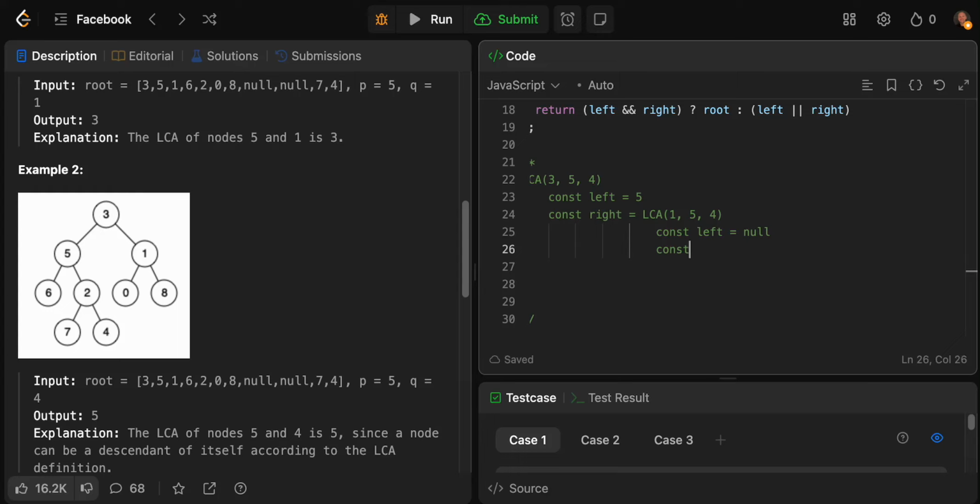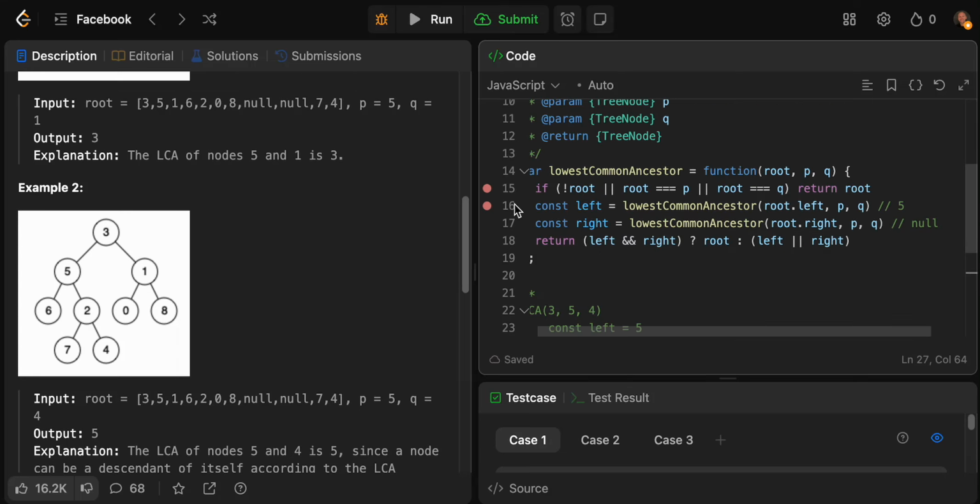So then we have our right. So our constant right is now equal to our LCA, and that would be this 8 here. So we have our 8, our 5, and our 4. And then again, for this LCA, we're going to be calling our left again, let constant left equal LCA, and the left of this 8 is a null value. So we have null, 5, and 4.